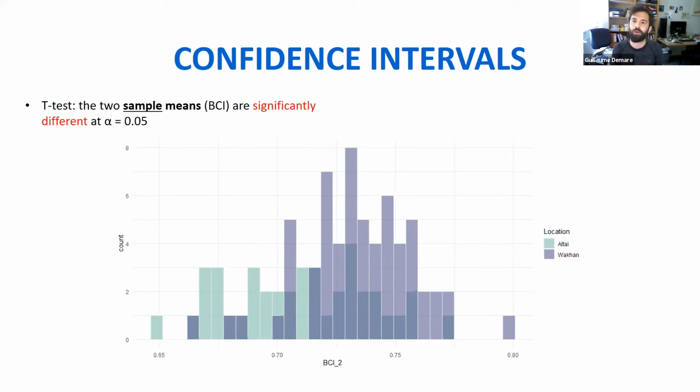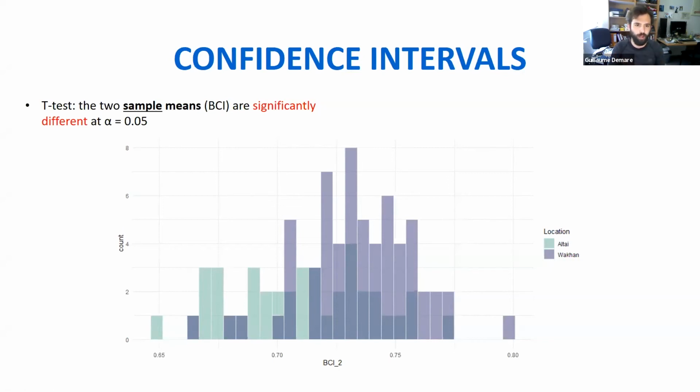Using the standard error, we can calculate these confidence intervals, and a lot of the time people will use a 95% confidence interval, but again, that's your choice. You can have a 90% confidence interval, 70%. And what this confidence interval tells you is that the true population mean will be within that range.